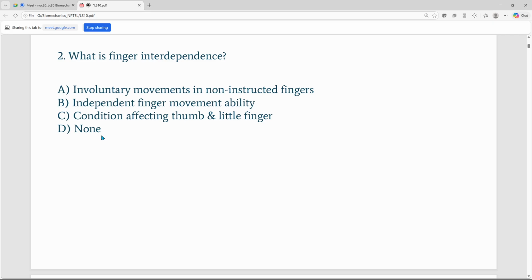What is finger interdependence? Is it the involuntary movements in non-instructed fingers when another finger moves, or is it option B, the ability of the fingers to move independently without any external influence? Option C, a specific condition that affects only the thumb and the little finger. Option D, none of the above. You can inbox your answers.